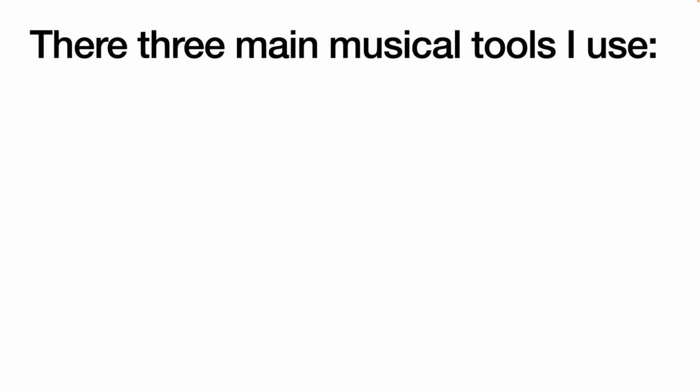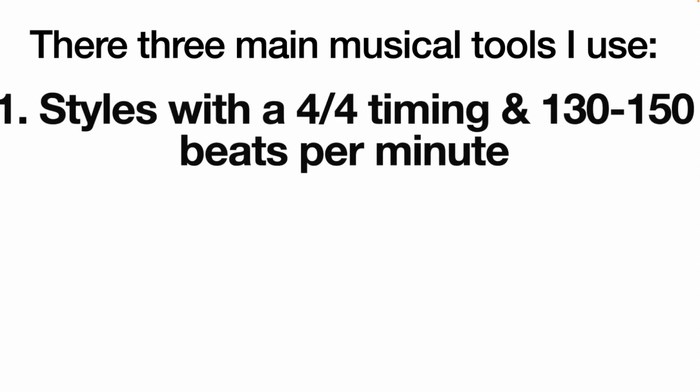Now, the three main musical tools that I'm going to be using are these. First, I'm going to be using styles that have a 4/4 timing. 4/4, 1, 2, 3, 4. That's the timing of good groove dance music. And it's pretty fast. It's 130 to 150 beats per minute. Ordinary rock and roll is 110 to 120. So groove music is faster. It's pounding. It drives you.